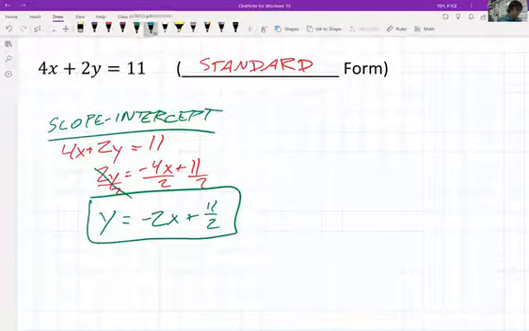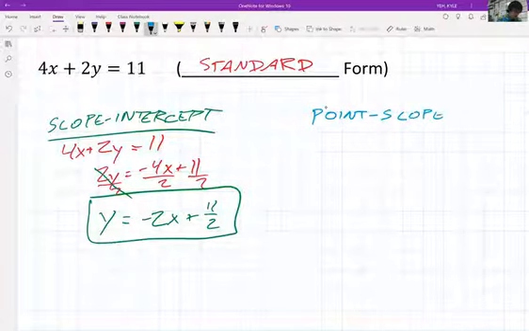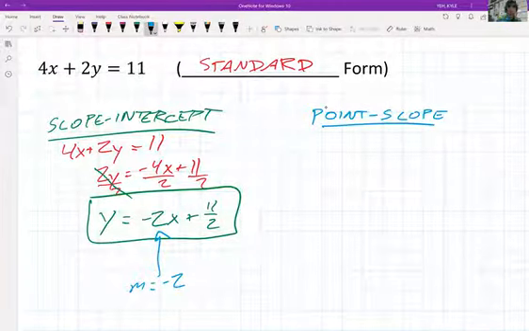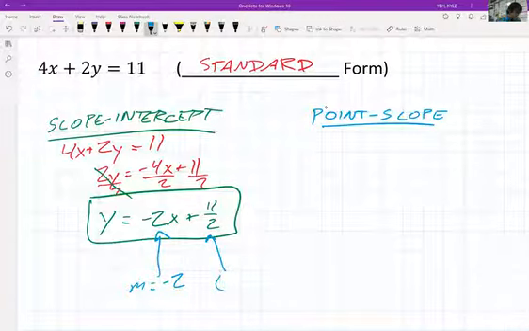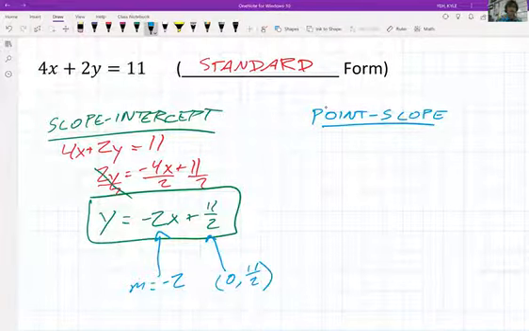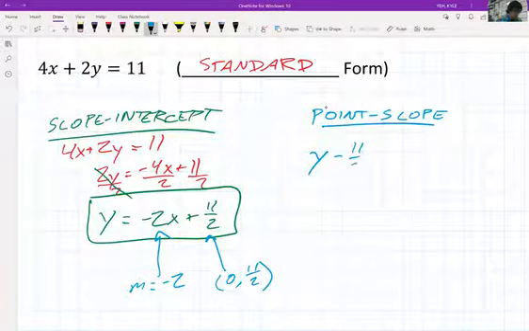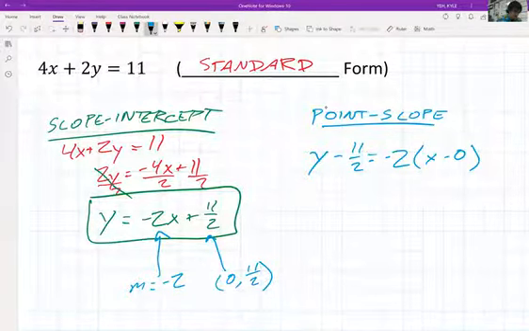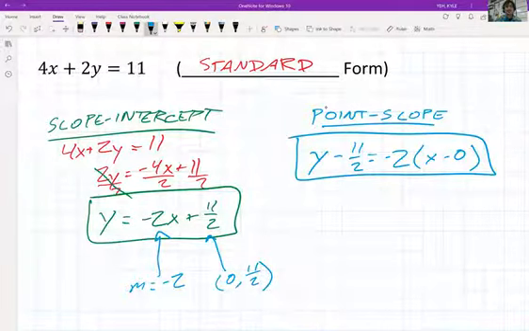Why I say I think it's easier to go to slope-intercept first and then transition into point slope is because we now know m. M equals negative 2. We now know a point. This is just like that very first example. We know that (0, 11 halves) is a point on the line because that's the y-intercept, which means I can go straight to my point slope. Y minus y1 is equal to m times x minus x1. And now we have the same equation written 3 different ways in our 3 different forms.